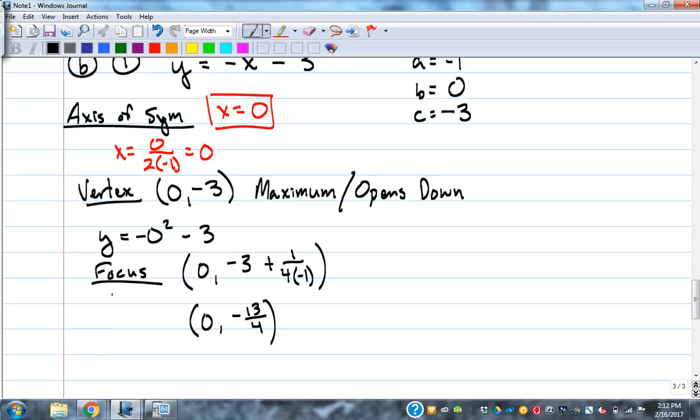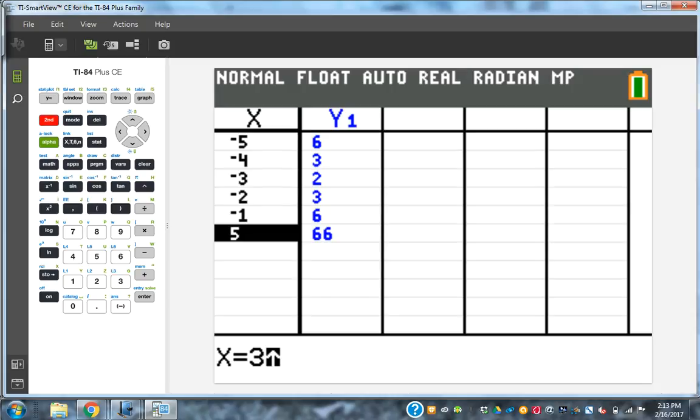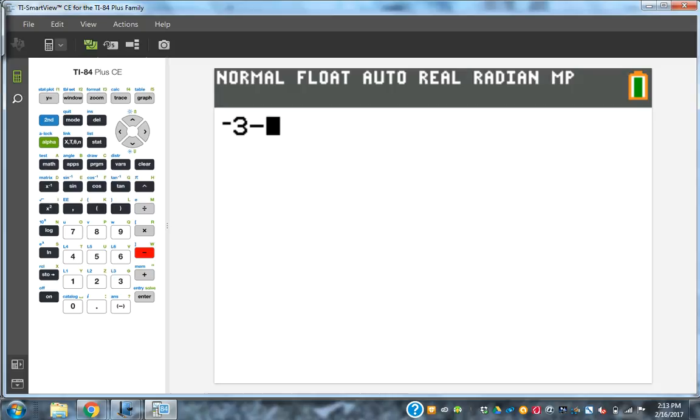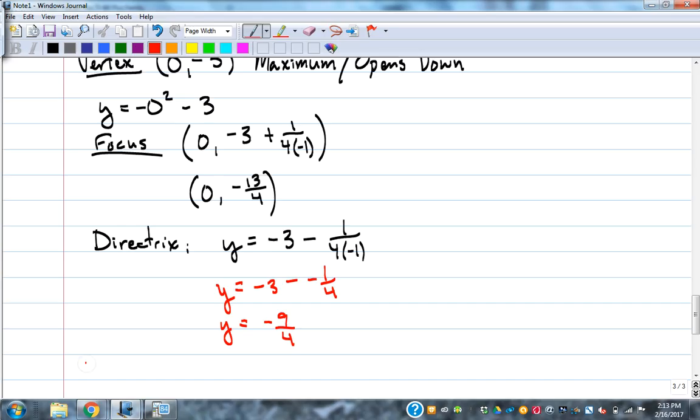Next thing is the directrix. Take the y value of the vertex and subtract 1 over 4a. So all you have to do is simplify that. -3 minus a -1/4 would be -2 3/4, so -9 over 4. Is that right? Check myself. -3 minus -0.25 is -11 over 4, because I can't do math in my head anymore. All right. That's an equation. That's a line, remember? Horizontal line at that value.